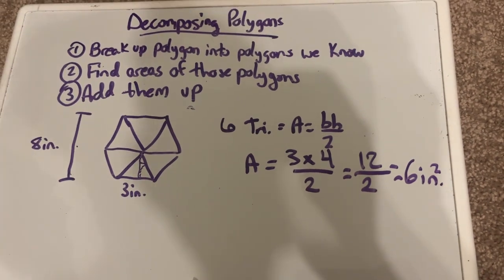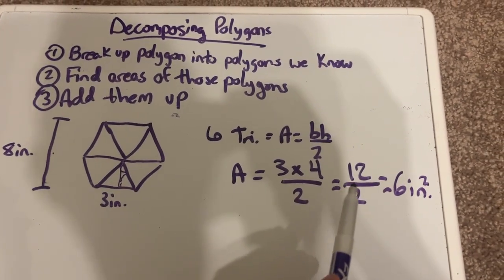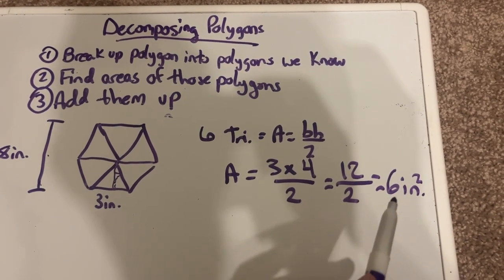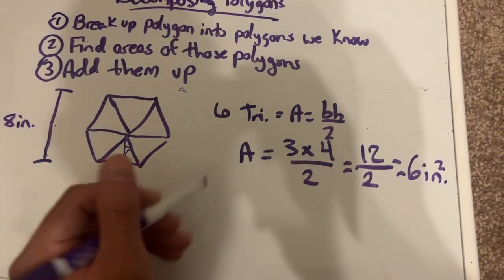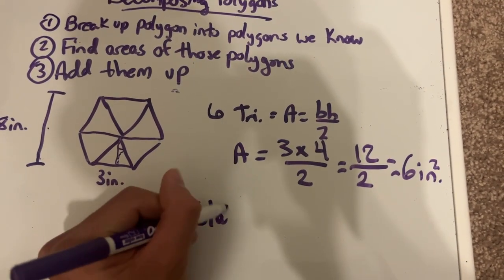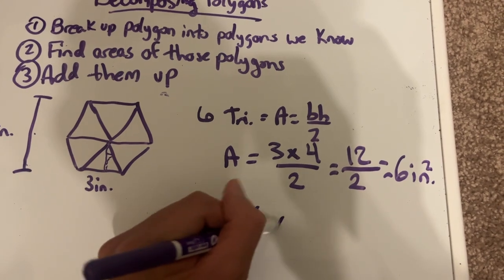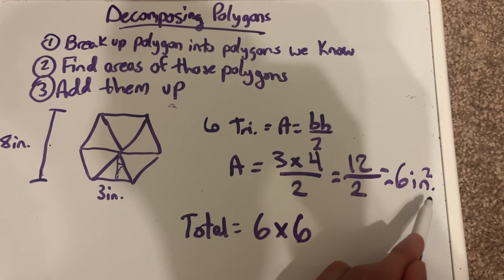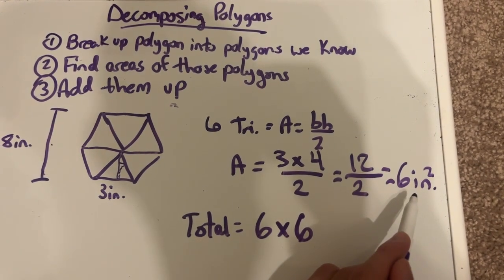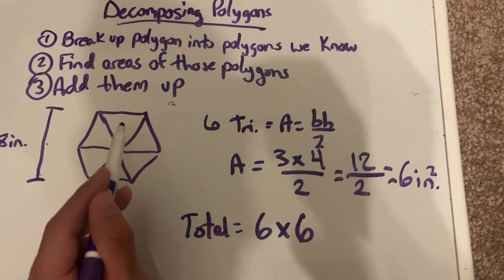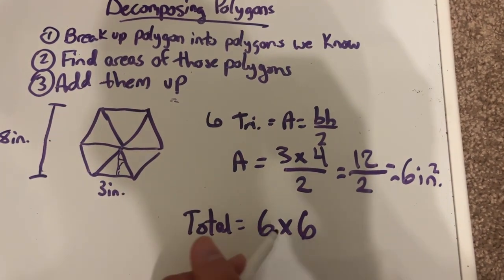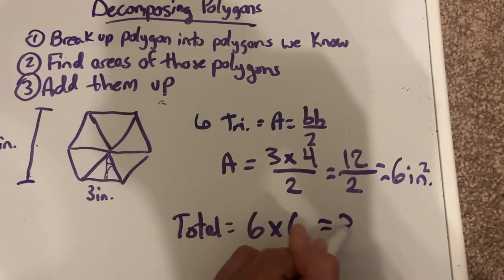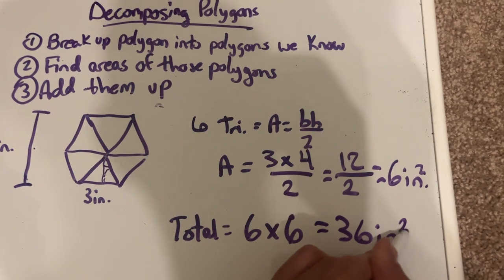To finish solving this problem, we need to multiply this by what? We're going to multiply by 6. The total area is 6 times 6. Why? Because the area of one triangle is 6 square inches. Since there are 1, 2, 3, 4, 5, 6 triangles, I am going to multiply that one area by 6, equals 36 square inches.